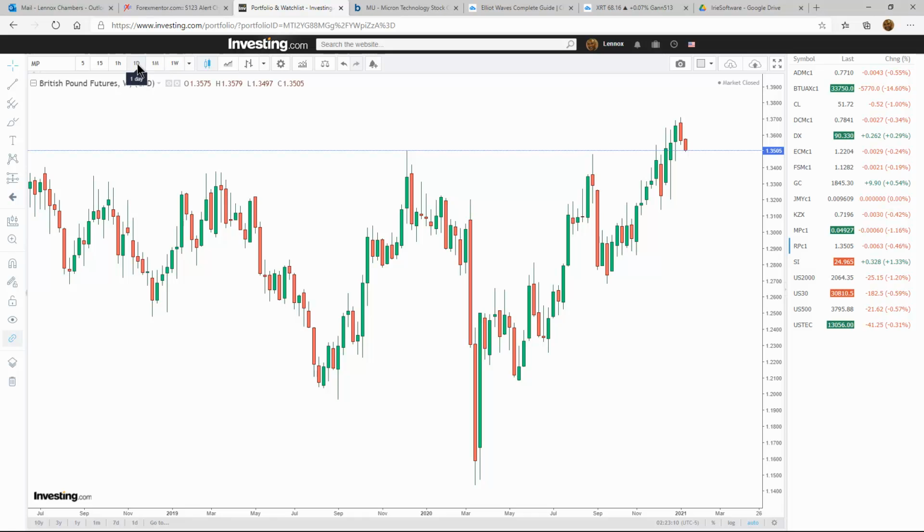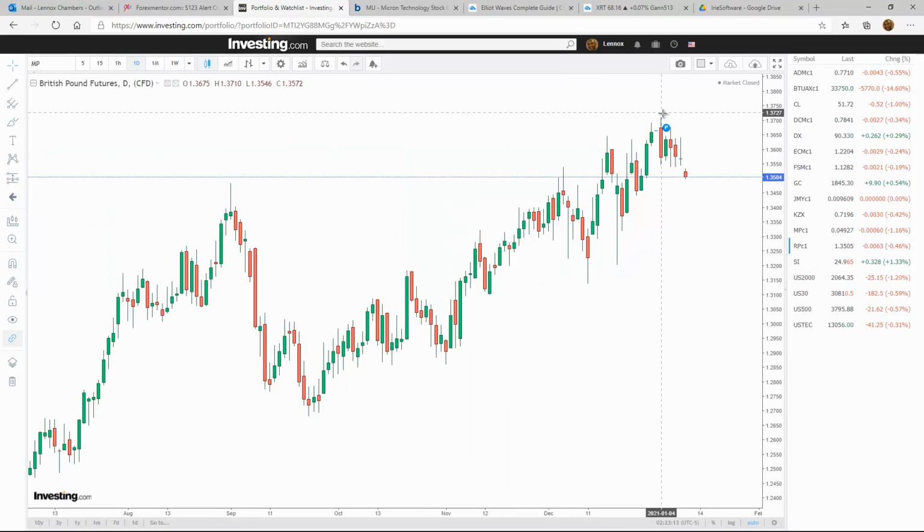So some weakness in the British pound in the short term will give you some opportunities for some pips. So on the daily, you can see we are dropping to the downside. Again, we could come back down into this area before we get another bounce to the upside.